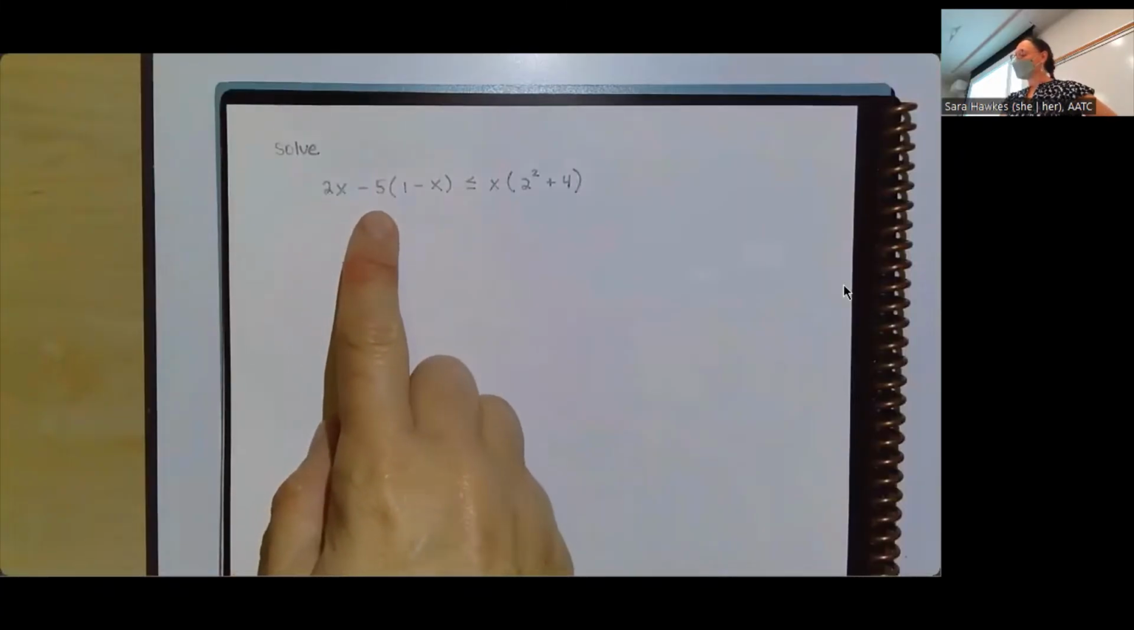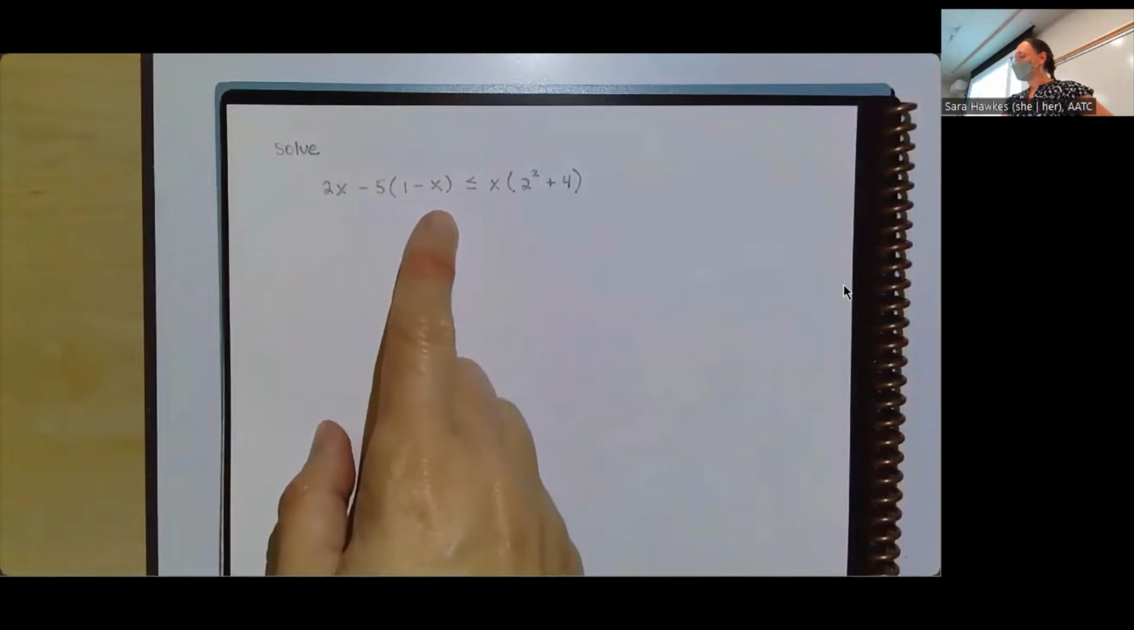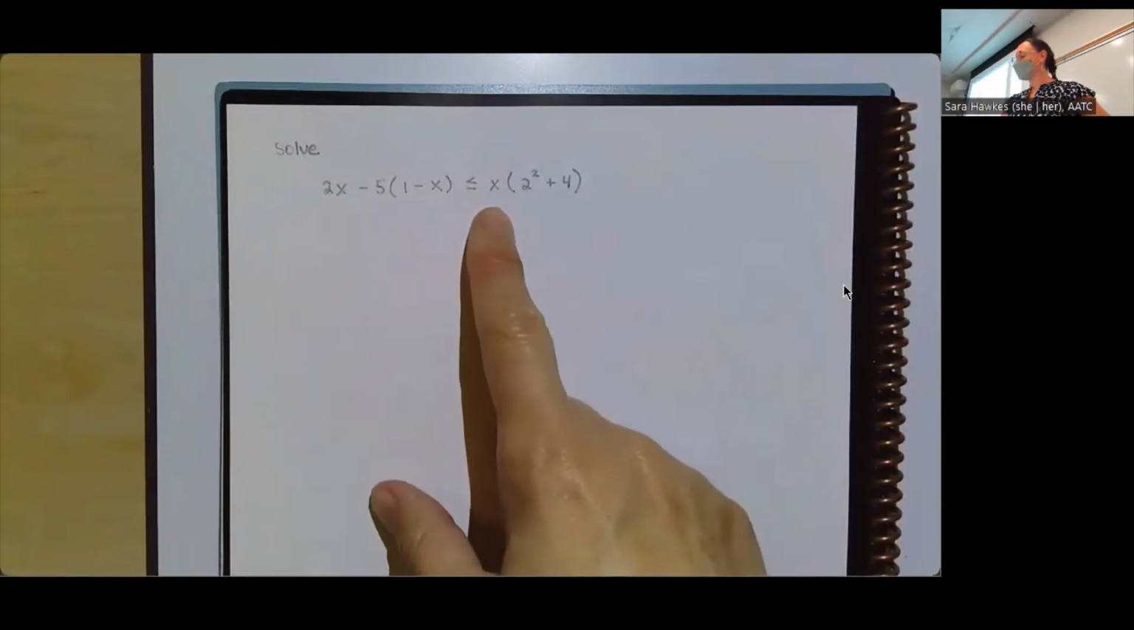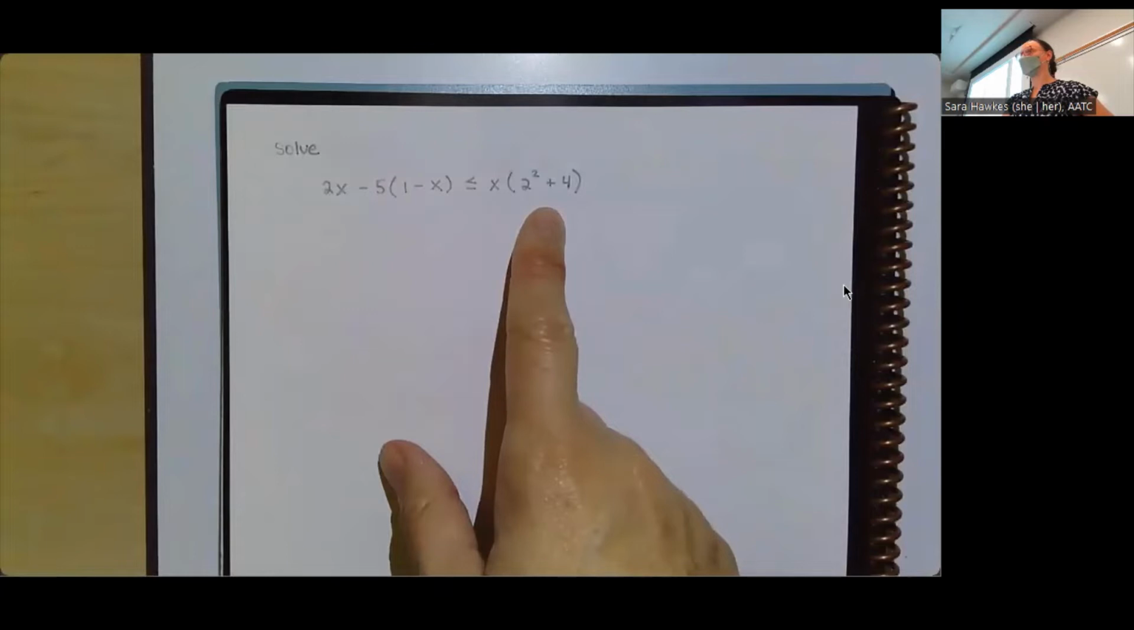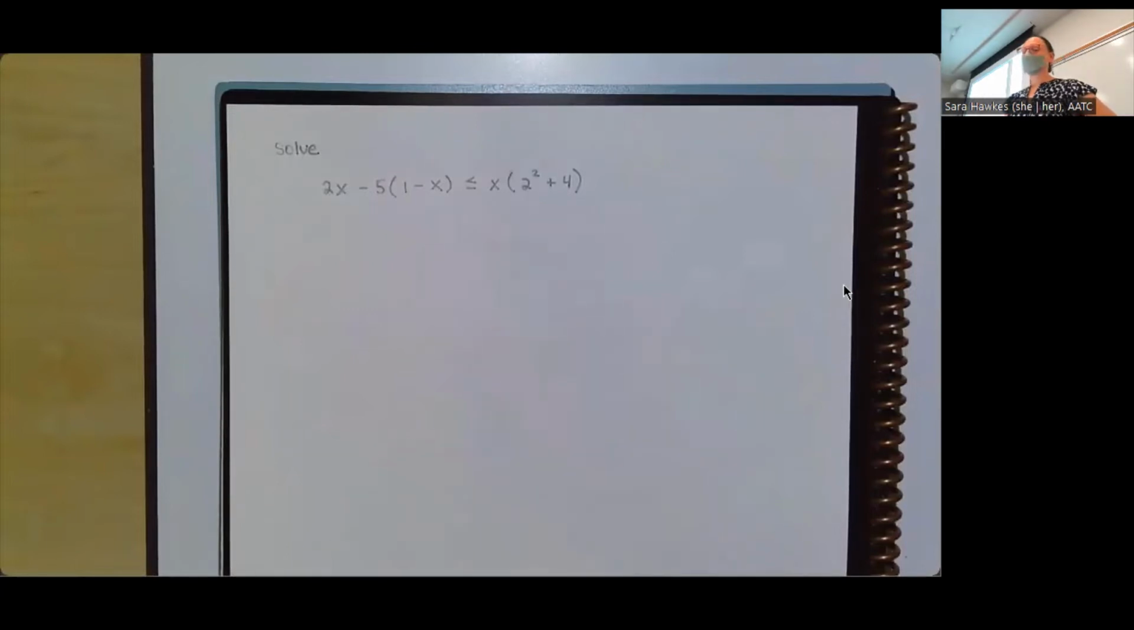2x minus 5 times the quantity 1 minus x is less than or equal to x times the quantity 2 squared plus 4. I know I ramped that up a ton. I know it's Monday morning.